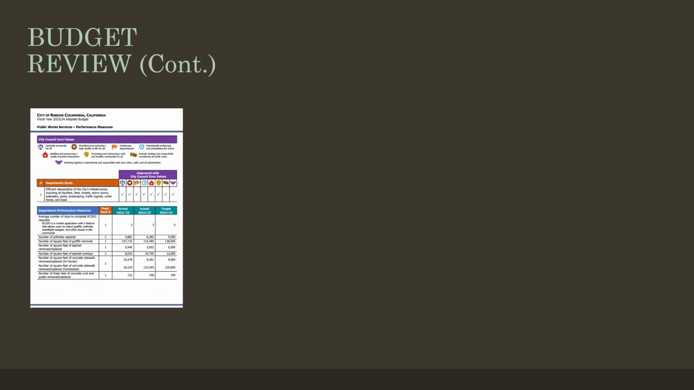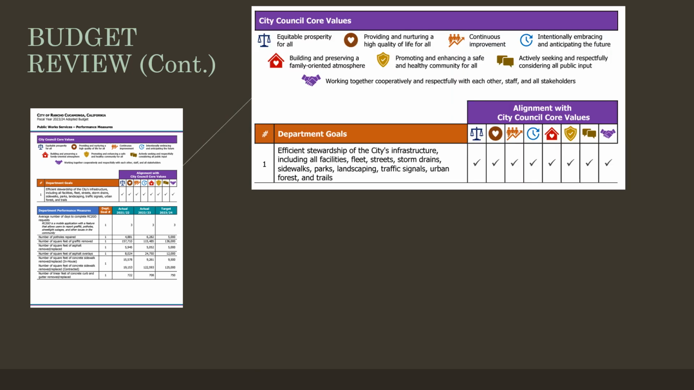So the next section is the performance measures, and I really like how they did these performance measures because the first section is bringing in what the council core values are and listing the department's overall goal, which is efficient stewardship of the city's infrastructure, including all facilities, fleet, street, storm drains, sidewalk, parks, landscaping, traffic signals, and so forth. And then it checks each box of how that goal meets the city council core values. So there's alignment between the department and the council values.